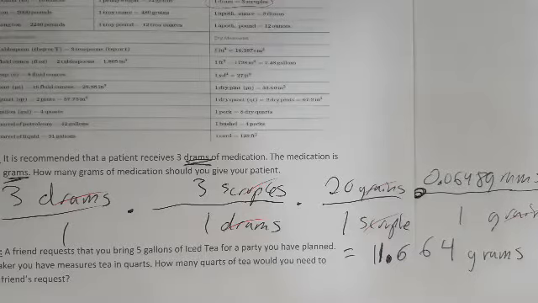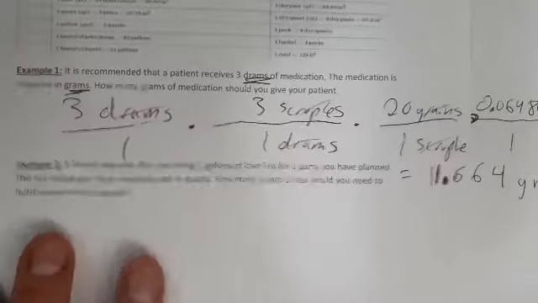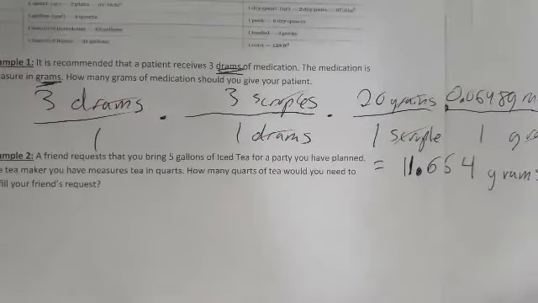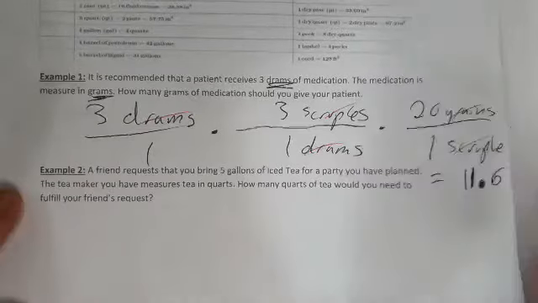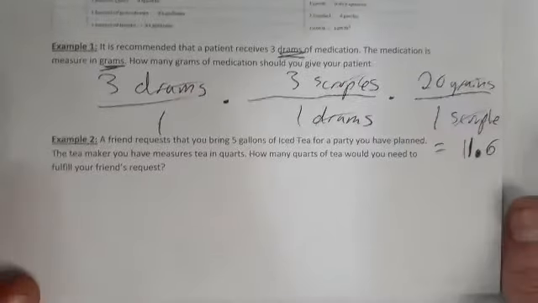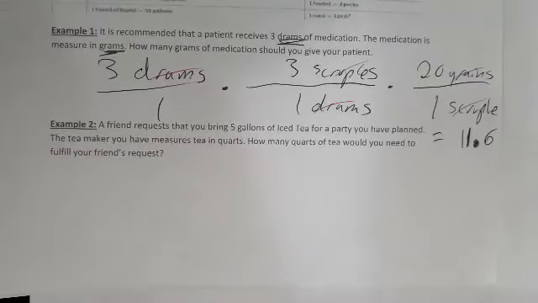So that is a pretty involved problem. It has 3 different conversion factors we have to do. So this next one, a friend requests that you bring 5 gallons of iced tea for a party you have planned. The tea maker you have measures tea in quarts. How many quarts of tea would you need to fulfill your friend's request?